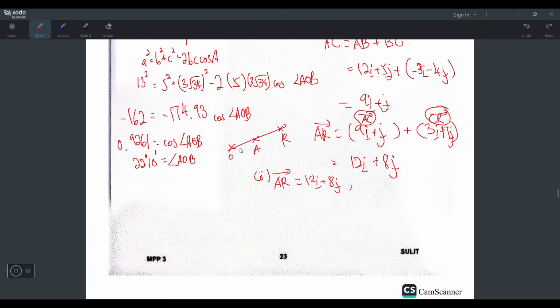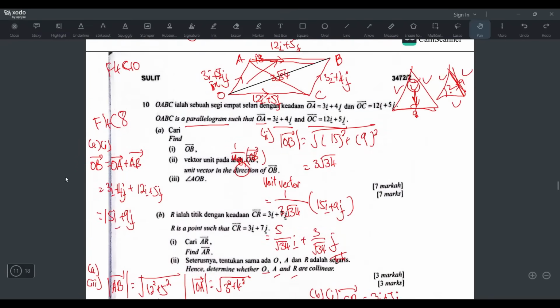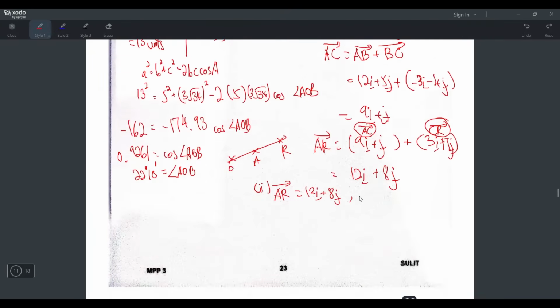And for the other one, you can either choose OA or OR. But if you look at the previous part, you already have OA, which is 3i plus 4j. So why not just use that OA, 3i plus 4j. So now you have your two vectors, the AR vector and OA. But you don't necessarily have to take OA and AR. It can be OA and OR also. Just any two vectors along this line.